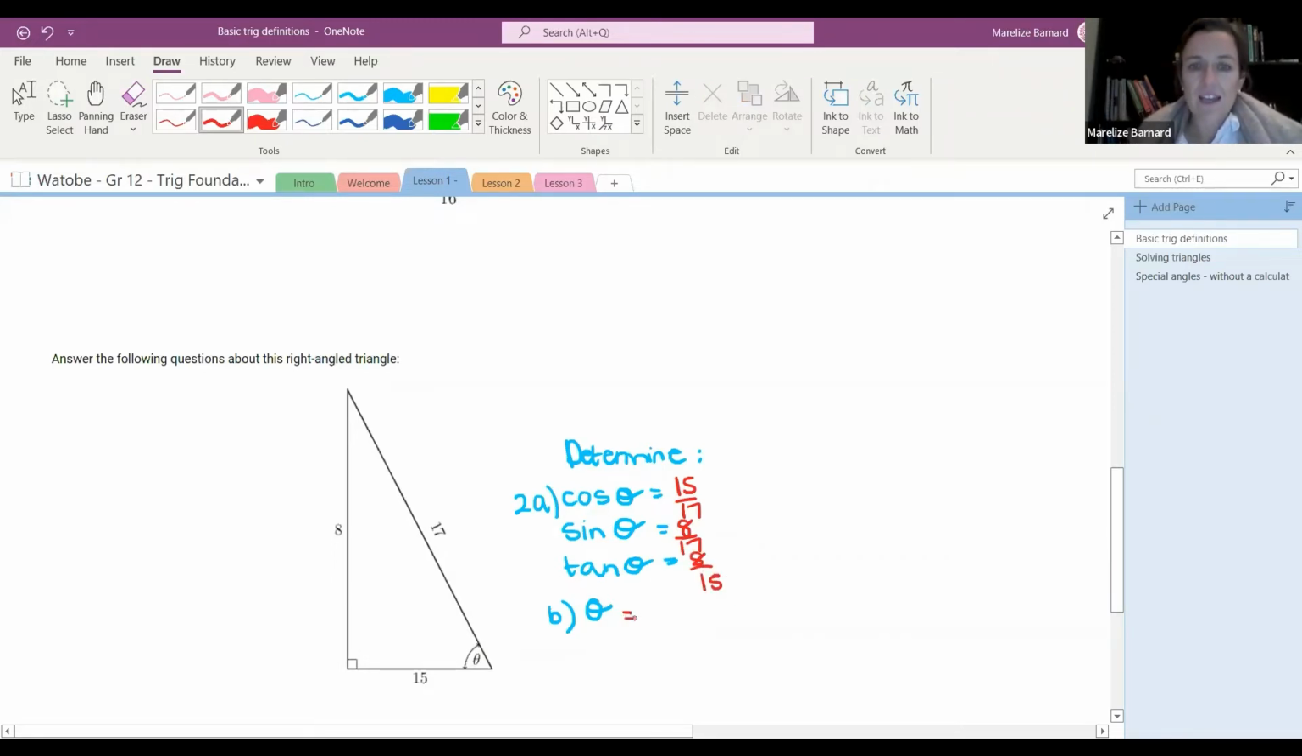Great stuff. And now we've got our angle, and we've got 3 different ways that we can work out the angle. We should all arrive at the same place though. We're getting theta, by the looks of it, it's 28.07. Let's check. So shift cos 15 over 17 is 28.07.